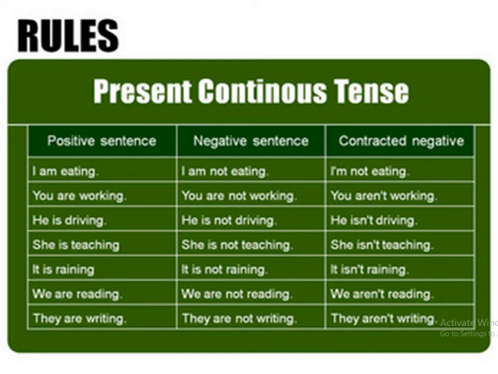How we have added aren't, or we have omitted and put the apostrophe there, and then we have contracted that word. So here are certain sentences in the contracted negative form. I'm not eating. You aren't working. He isn't driving. She isn't teaching. It isn't raining.